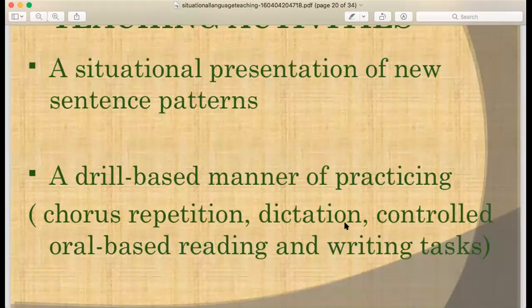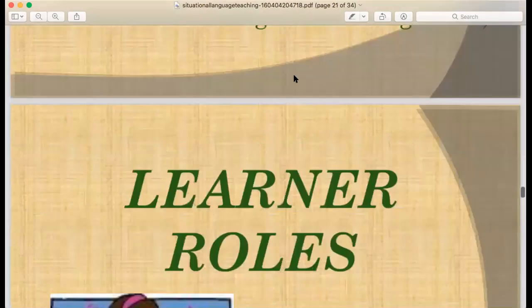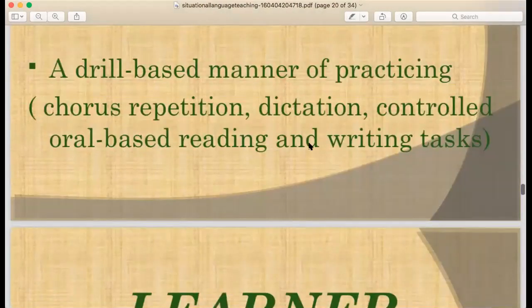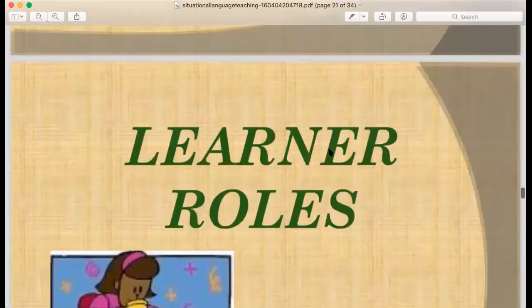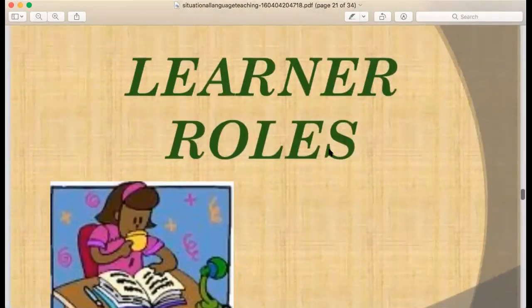Okay, control oral based reading. I told you that the material is already developed, and that is very situational, and there might be writing tasks also. Okay, we will look at these activities from the book, right? Okay, now learners role.